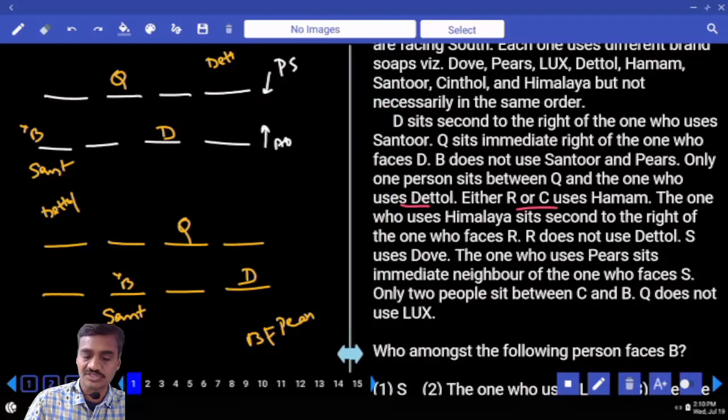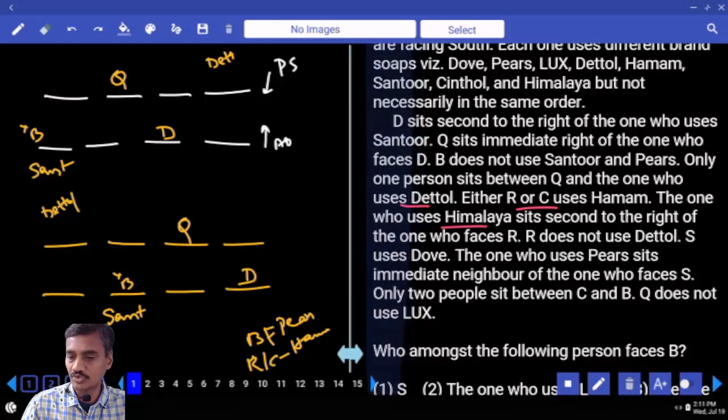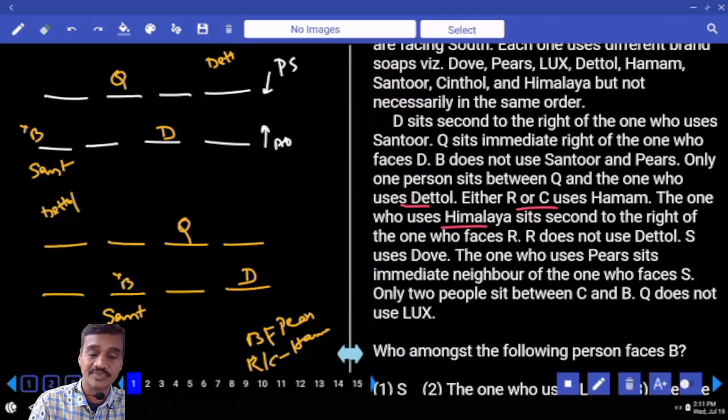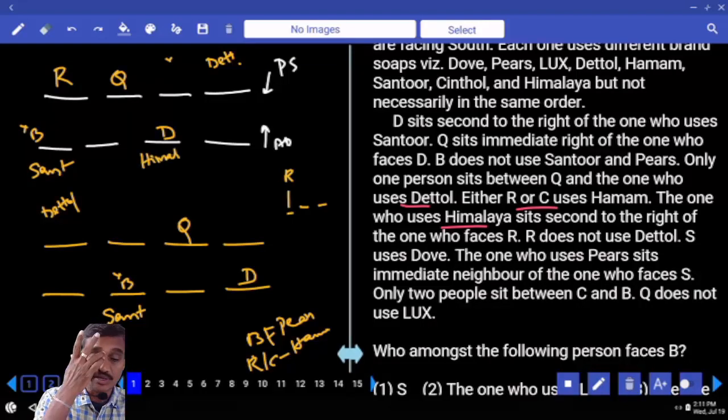Either R or C uses Hammam. Between these two people, one person uses Hammam. And next, the one who uses Himalaya is second to the right of the one who faces R. Then R's opposite, second to the right, is the person using Himalaya. What are the different possibilities? R cannot be here, hence R must be here. R's opposite, then second to the right, hence D must be using Himalaya in the first case. In the second case, R can be either here or here, so there are two different possibilities.